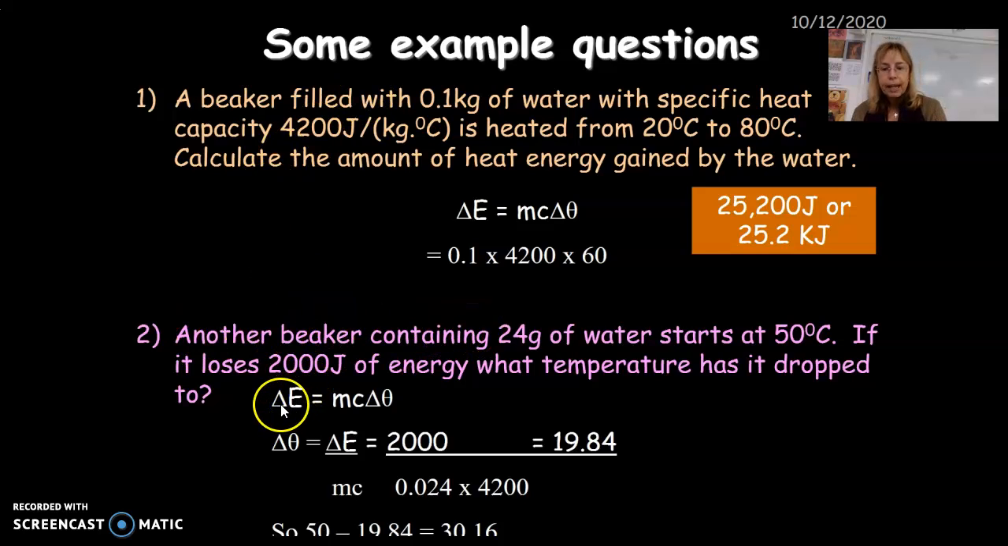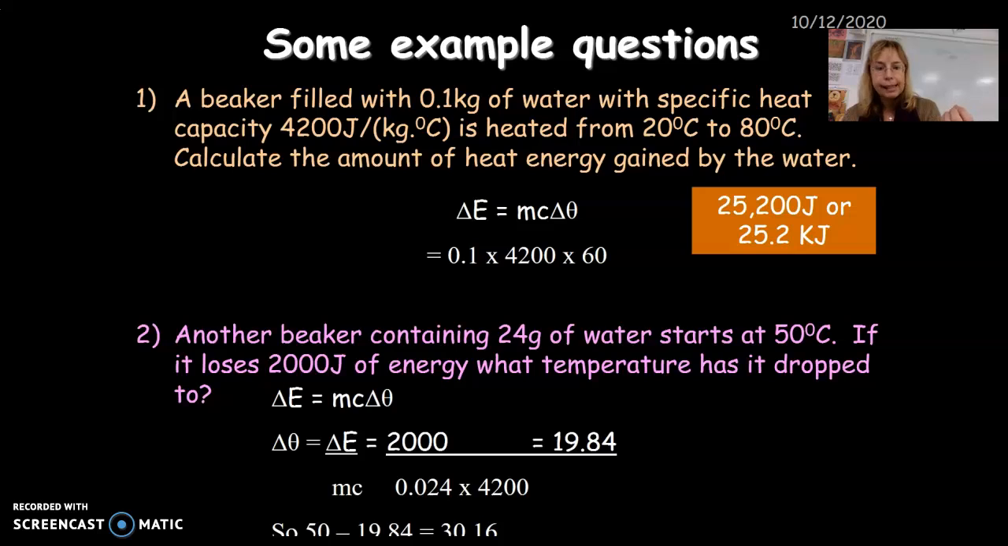So I start off by writing my equation, and I then need to manipulate my equation so that I have delta theta on its own. So all I do is I divide by mc, so it's delta E, change in energy, divided by mc gives me the change in temperature. So if I substitute my numbers in, I've got 2,000 as my energy, and my mass, 24 grams, is 0.024 kilograms, and because it's water, I know my specific heat capacity for water from the previous question is 4,200. So that gives me an answer of 19.84. That's my change in temperature.